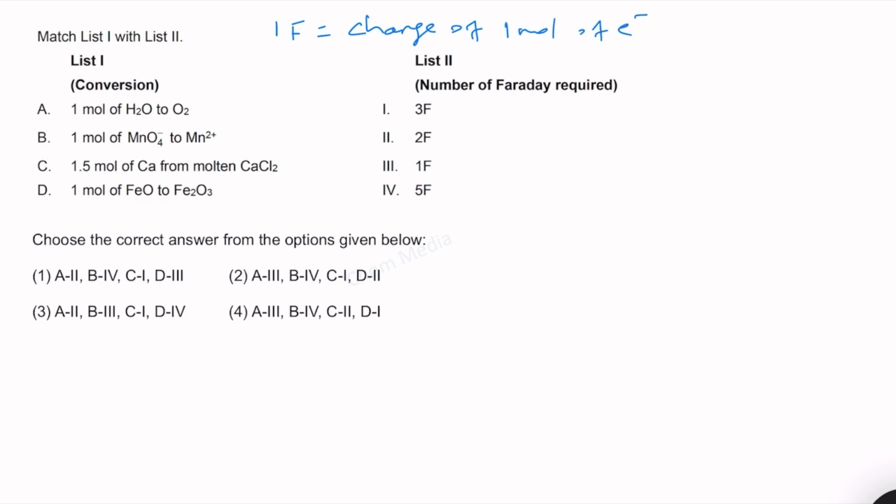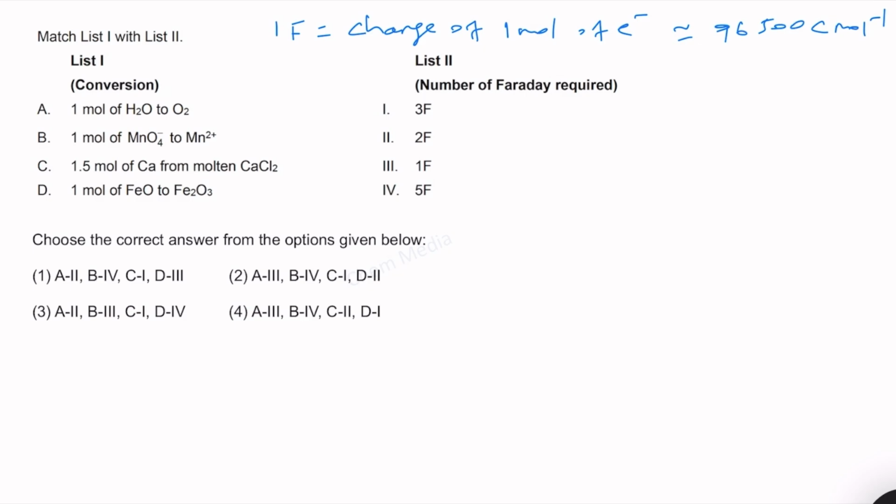The actual value is approximately 96,500 coulomb per mole. Here we don't have to worry about the actual value. We need to figure out how many moles of electrons are required for each conversion reaction.